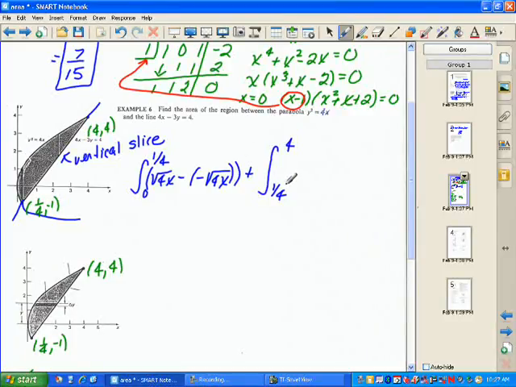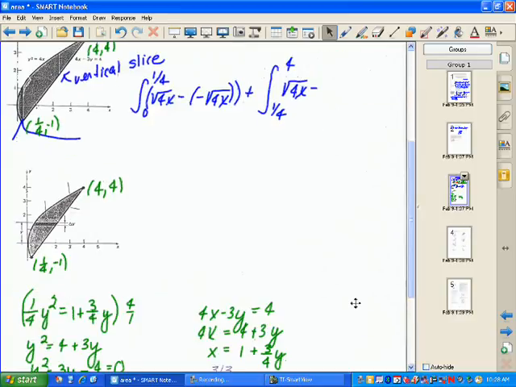Top minus bottom again. What's the top in the second piece? Radical 4x. That's the parabola. Minus this bottom piece, which is, yeah, it's a line, but I got to get that solved for y. Okay, I haven't solved it for y yet. Maybe I should come on down here and do that. I'll do that right here. I have 4x minus 3y equals 4.